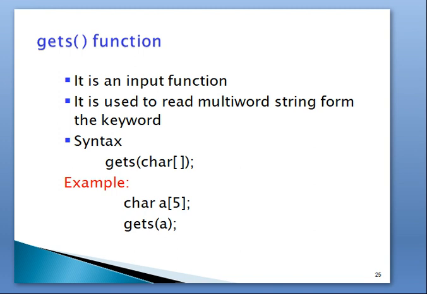The array index starts from 0. That's why we are starting from a[0] to a[4]. The size of the array here is 5. An array is used to store similar elements under a common name. gets(a) reads the string.